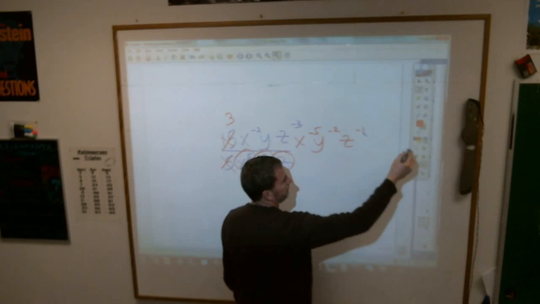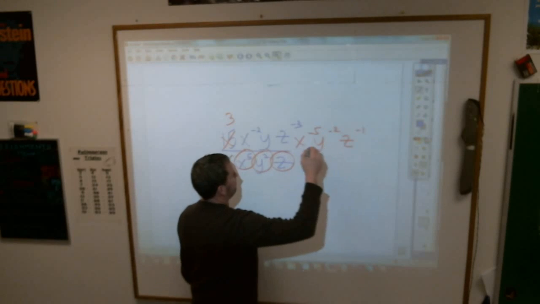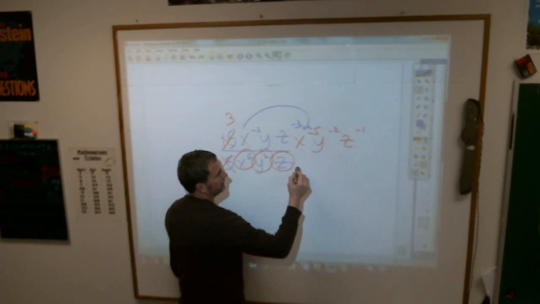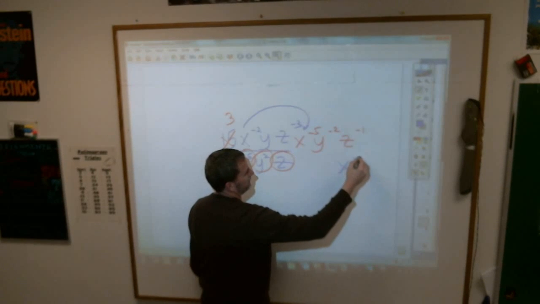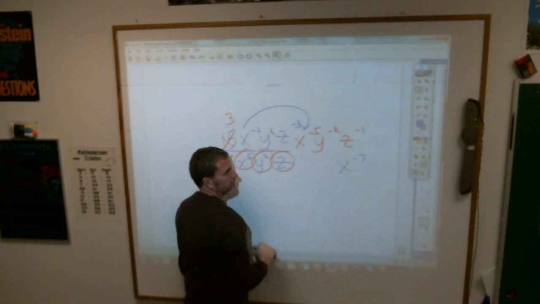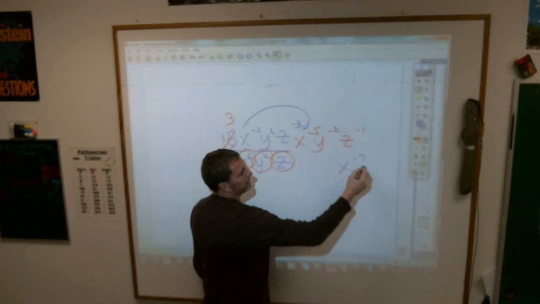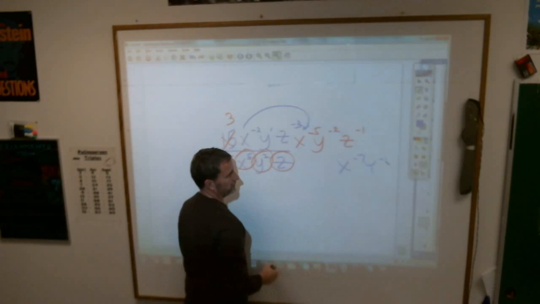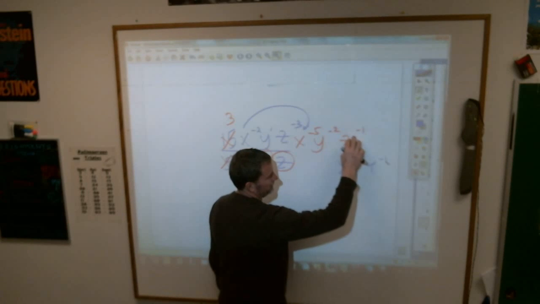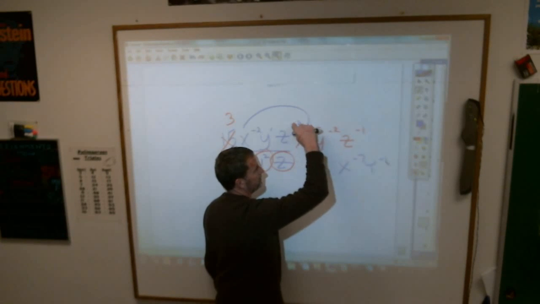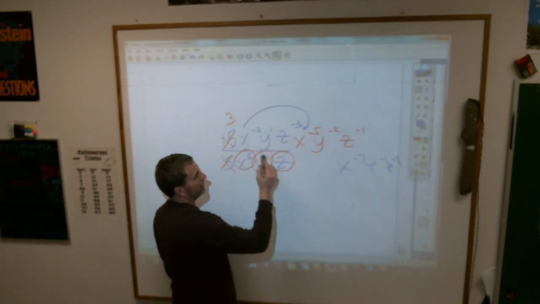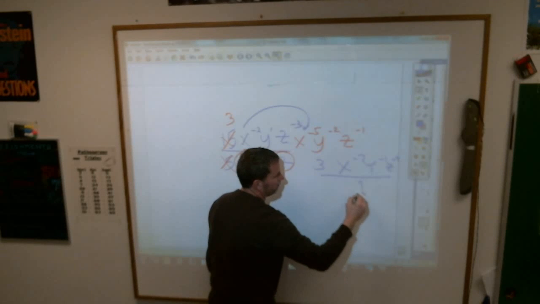Now I'm going to put my letters together by adding their exponents. Negative 2 and a negative 5 for the x's gives me a negative 7, correct? Positive 1 and a negative 2 gives me a negative 1 for my exponent. I'm a little worried about people not chiming in there. Z to the negative 3 times z to the negative 1, add those exponents, you get z to the negative 4th power. And I still have my 3 up top, and this is still all over 1.